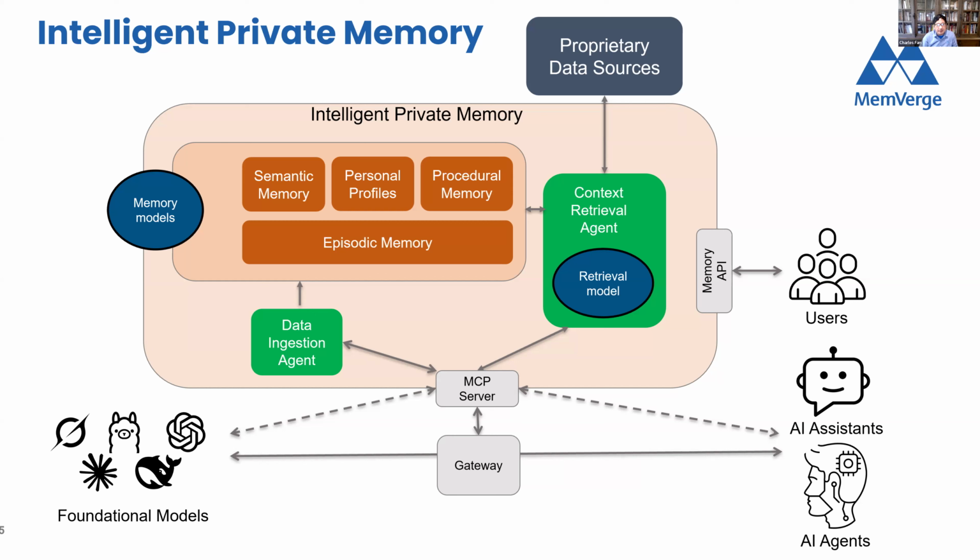Now, at the same time, these data stores are completely within the power of the enterprises and its users, and it has a memory API that allows users to modify the memories, adding items, editing items, or removing items, deleting memories, to ensure the privacy and control that users have over this memory system.